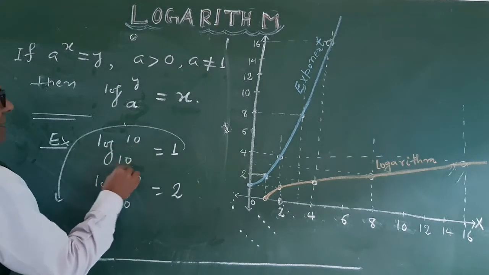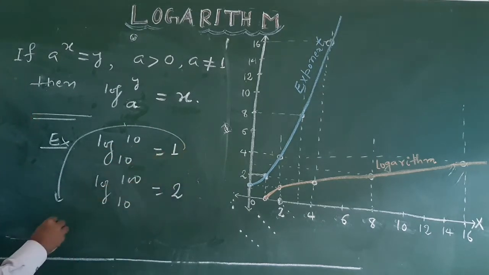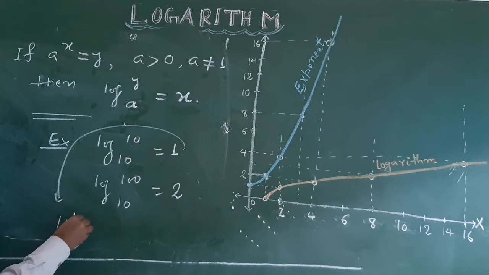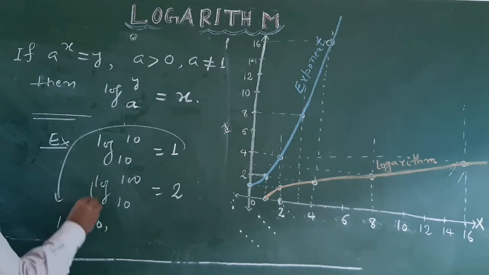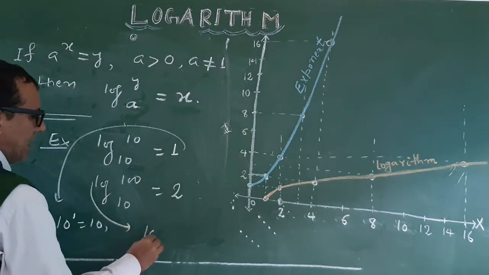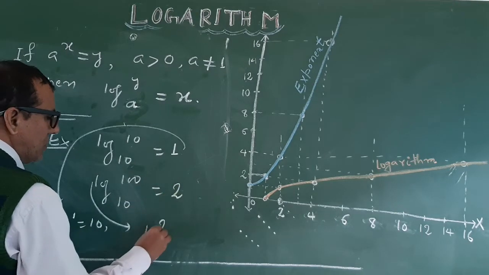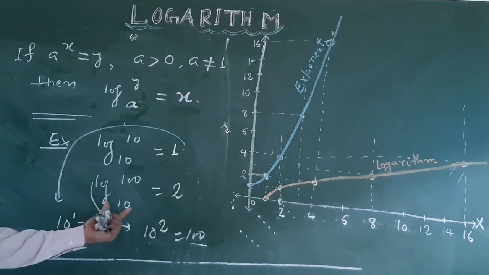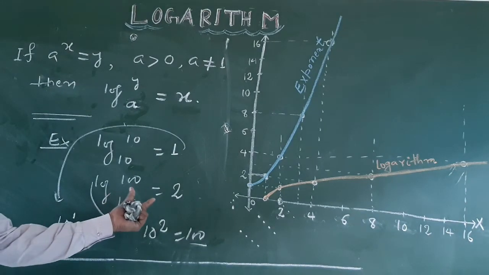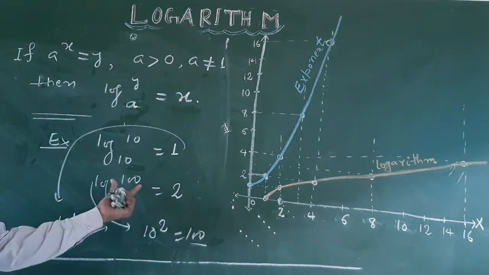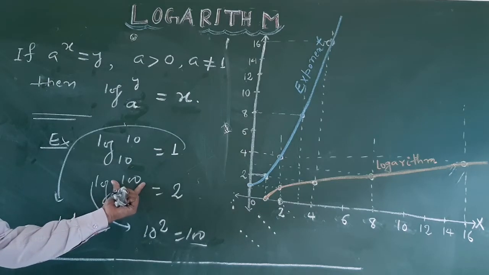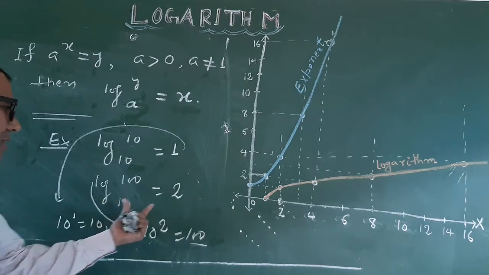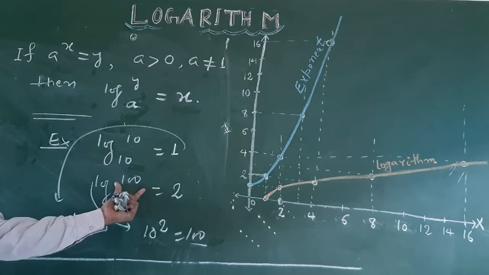Like here, the base is 10, its value is 1. So what do we write? 10 to the power 1 equals to 10. And the second one, the base is 10, its value is 2. Log tells us how many times its base is multiplied. We get 100. We multiply 10 two times. We get 100.